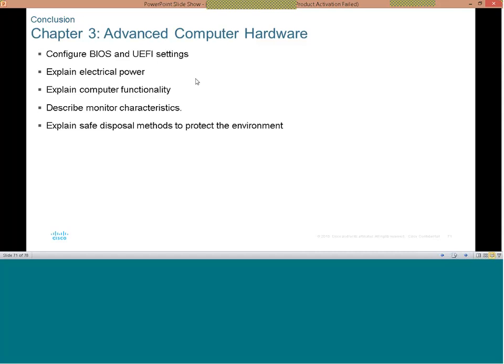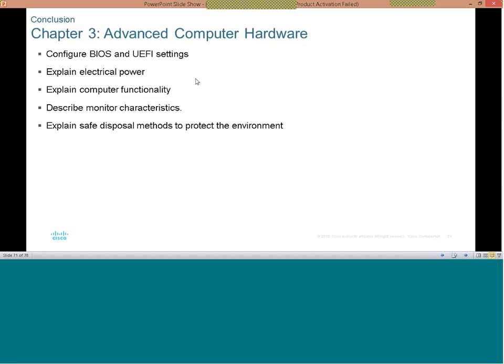So understanding the functionality of the computer helps us to also troubleshoot the computer as well. As we'll be seeing in subsequent chapters, we'll be talking about troubleshooting the network and all of that. So before you troubleshoot something, you must know how that system works. It helps you.